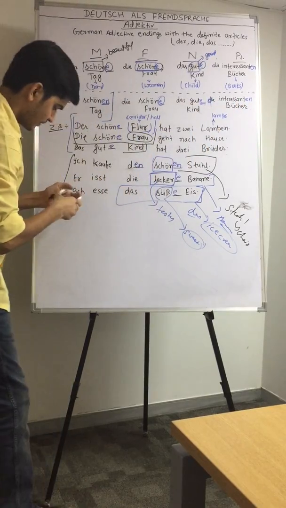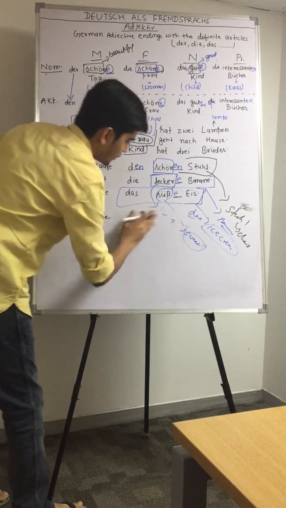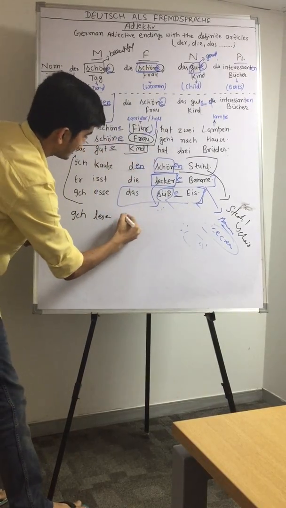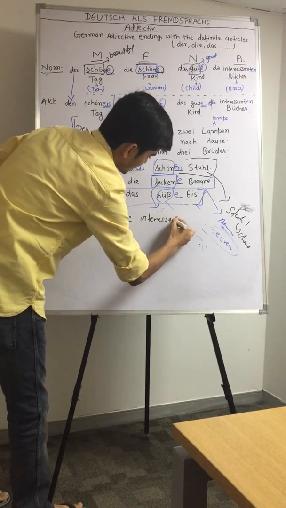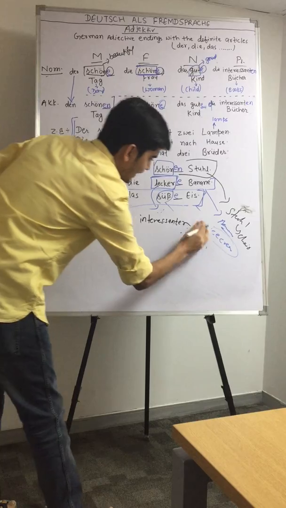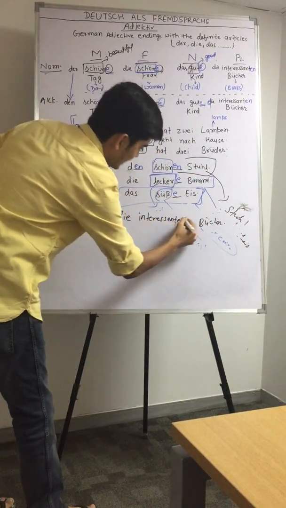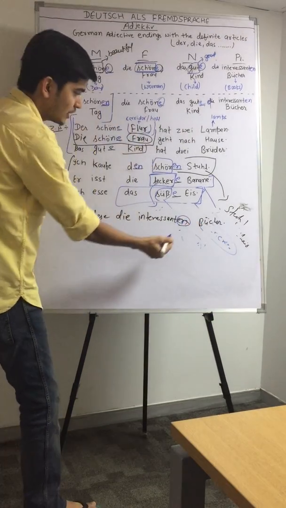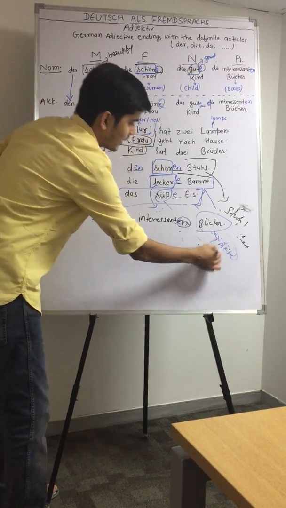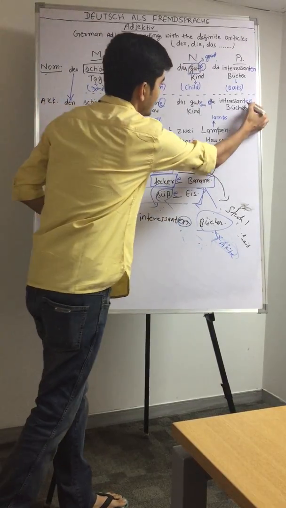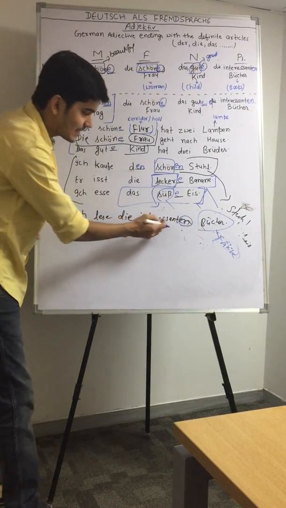Now in case of plural, take an example. Ich lese die interessanten Bücher. Lesen is to read. Ich lese die interessanten Bücher. So why interessanten? Because Bücher is our plural. It is accusative plural. So in case of accusative plural, the ending will be en. So interessanten Bücher. I read the interesting books.